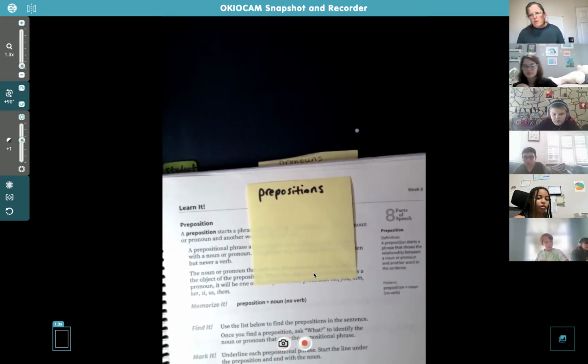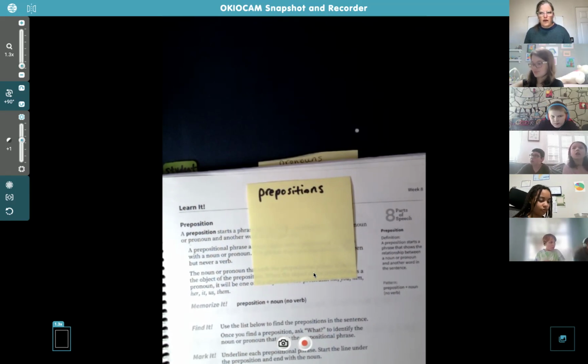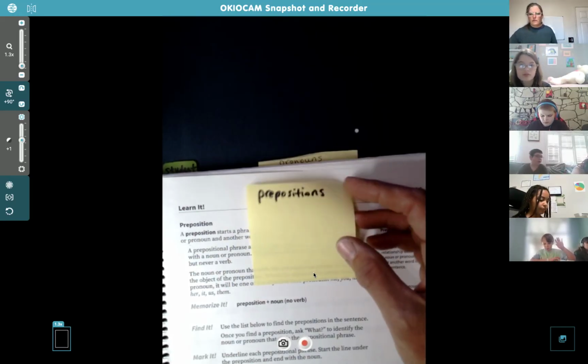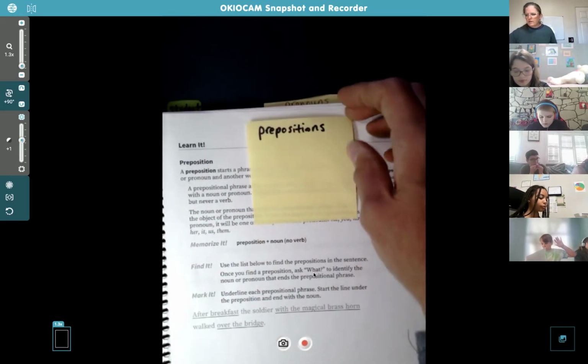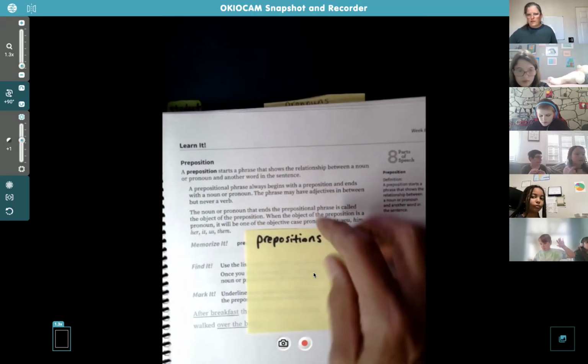Prepositions, has anybody ever heard of that word before? Prepositions? No? Okay. They're actually words that we have in our English language, and they're an important part of our sentences that we use, and you use them already. You just haven't known what they're called. But after you write that down, I'm going to move this down so I can read this here.